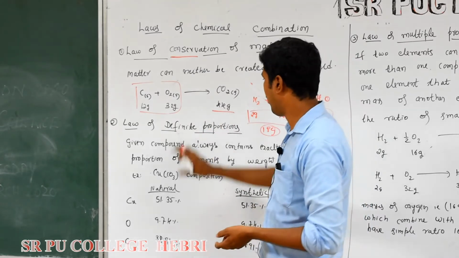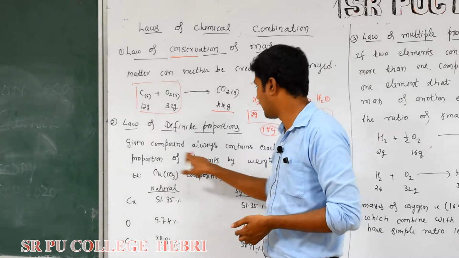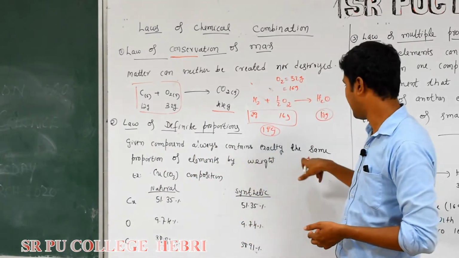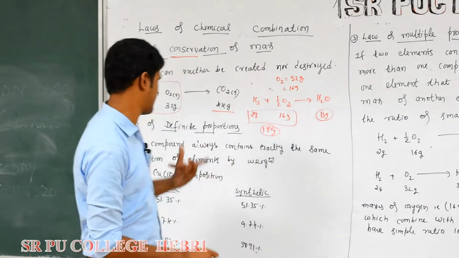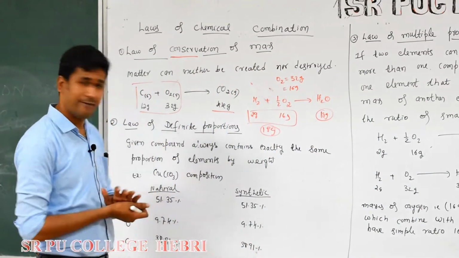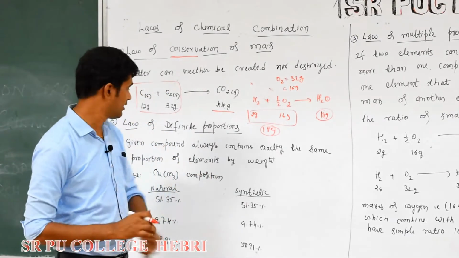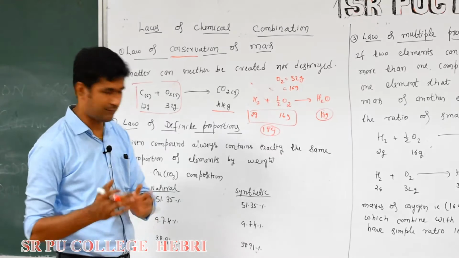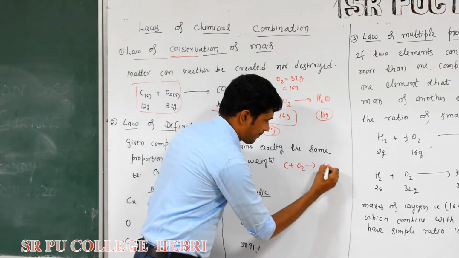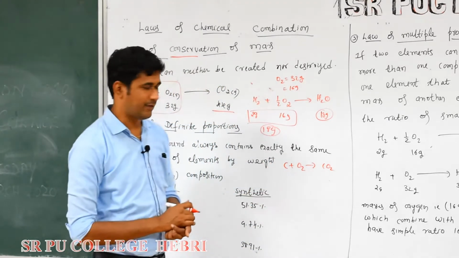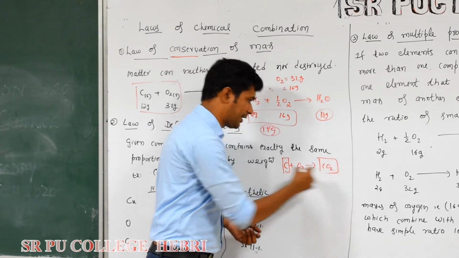Second one, the law of definite proportions. What it says is, a given compound always contains exactly the same proportion of elements by weight. How do you explain this? It is very simple. We can prepare various compounds by using different methods. Here I have given one example, but I will give you one more. How do you prepare carbon dioxide? By combusting carbon or hydrocarbons. By burning carbon, I can prepare carbon dioxide.